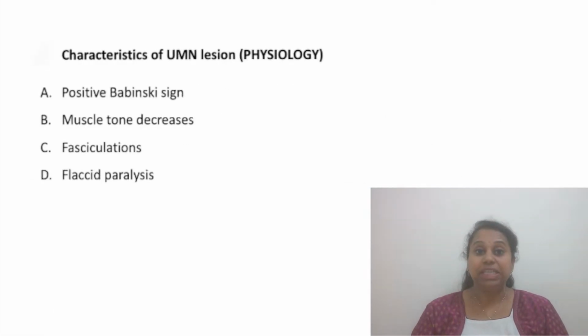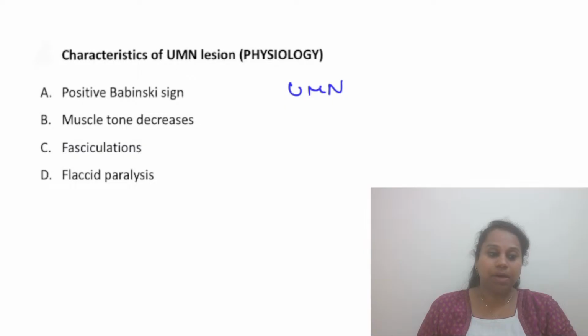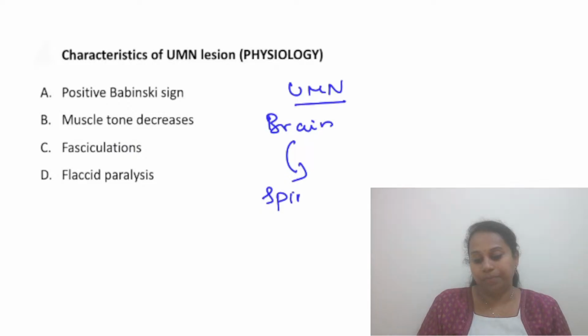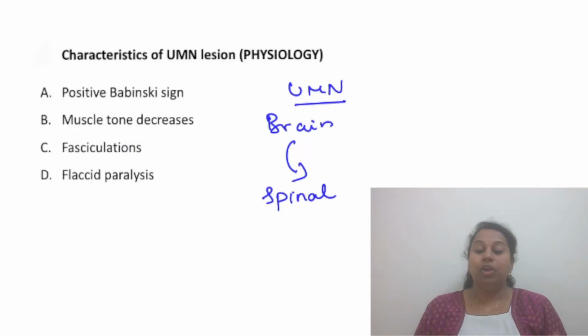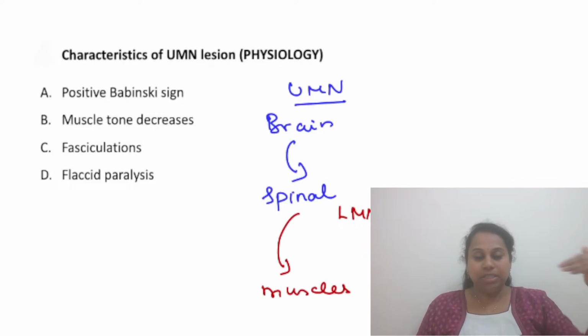The next high yield question, from a recent INI-CET paper, was on characteristics of UMN lesion and LMN lesion, upper motor neuron and lower motor neuron. First, let's understand what is an upper motor neuron and what is a lower motor neuron. The neurons that are located up are called upper motor neurons. From brain to spinal cord, they are called upper motor neurons. Lower motor neurons are located lower. This means lower motor neurons are from spinal cord to muscles.